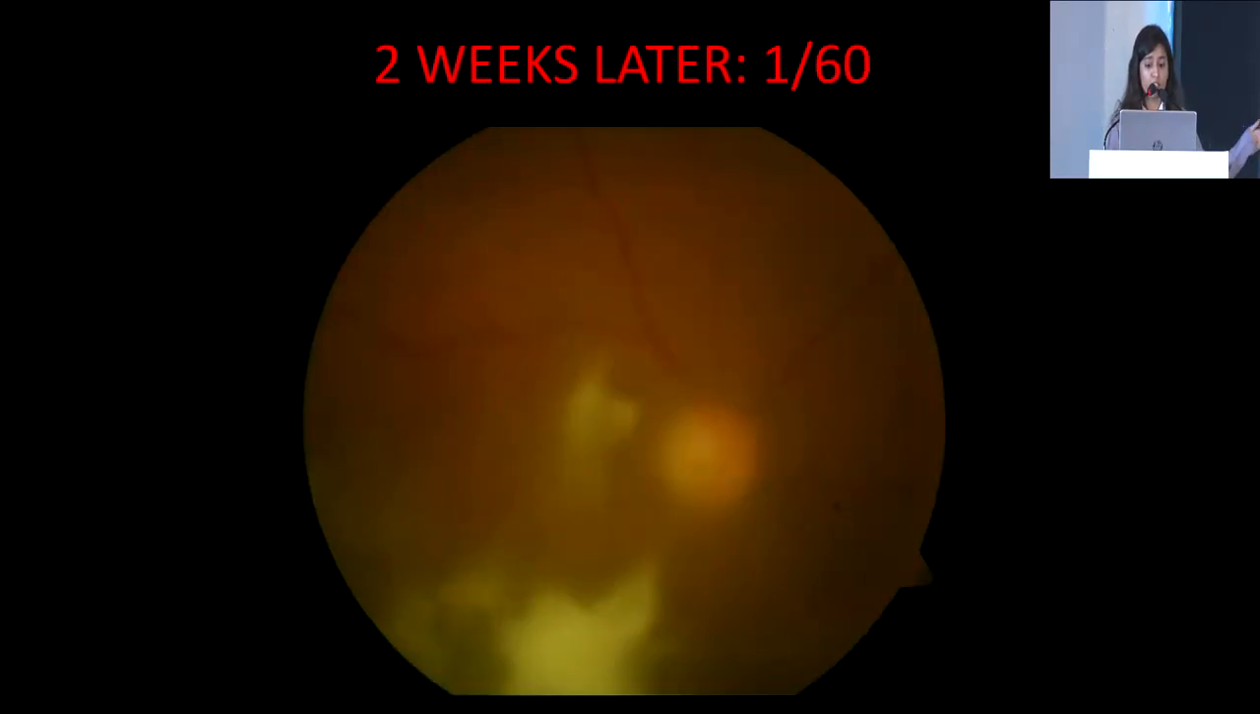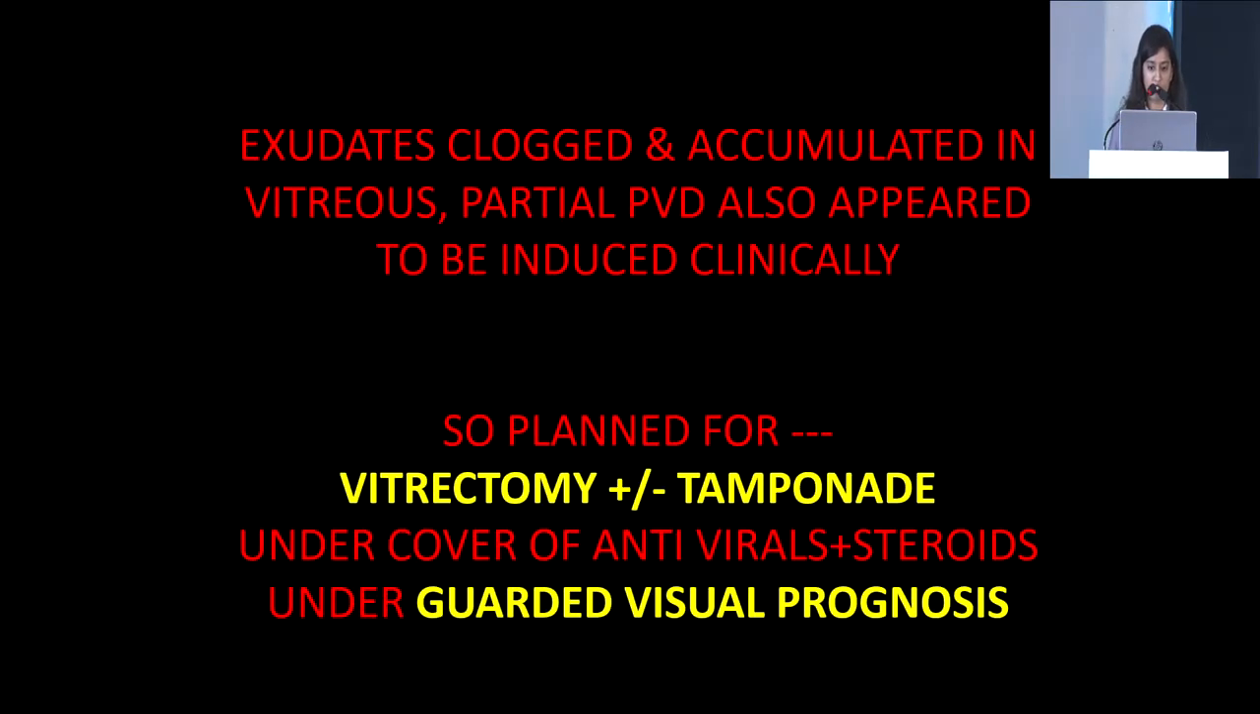So we could see gradual clearing of the vitritis and improvement in the vision of the patient. We can see the diminution in the vitritis. But the patient at 1 month came with the complaint of constant flashes in front of the eyes. So we examined the posterior segment and we could find exudate clogged in the posterior segment. We couldn't find any retinal breaks in the posterior segment. So we decided to take the patient for vitrectomy.